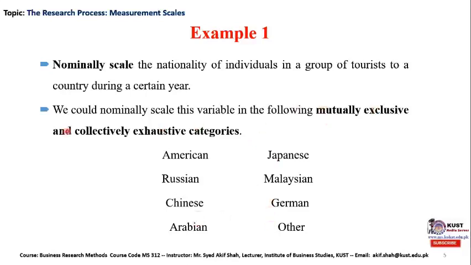Here, mutually exclusive means that if a person belongs to America, then he will not have any relationship with any other citizenship. And similarly, collectively exhaustive means that the summation of all the tourists will be equal to the sample space, or the number of tourists who have visited that particular country.